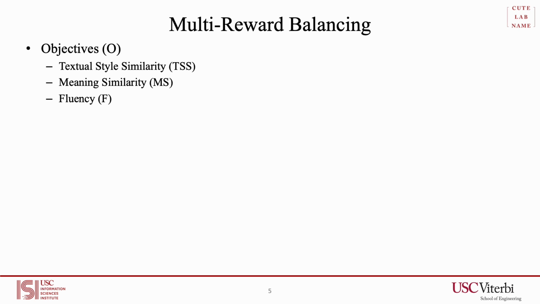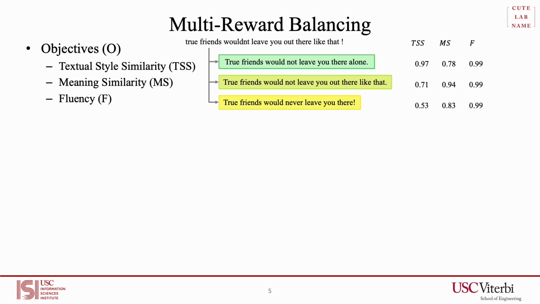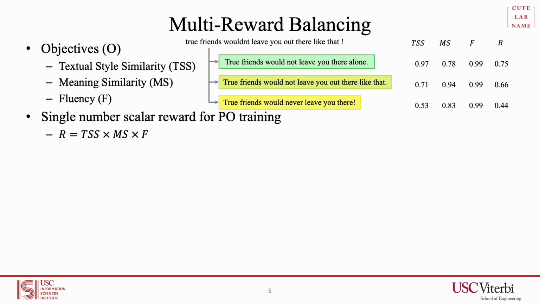So we have three rewards, and here's an example of an input. True friends wouldn't leave you out there like that, and three different outputs, and nominal scores for each of these. Our standard approach to finding one single objective with which to choose a hope and fear output is to multiply them together, giving us an R, TSS times MS times F.